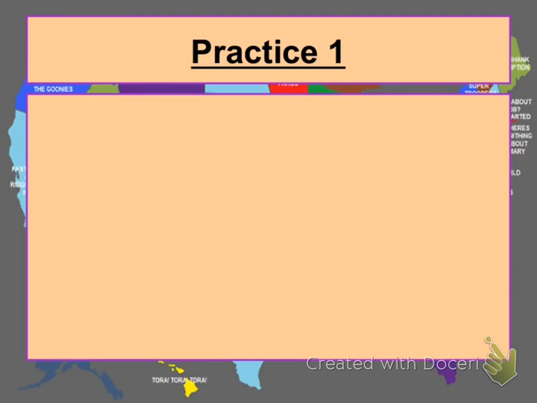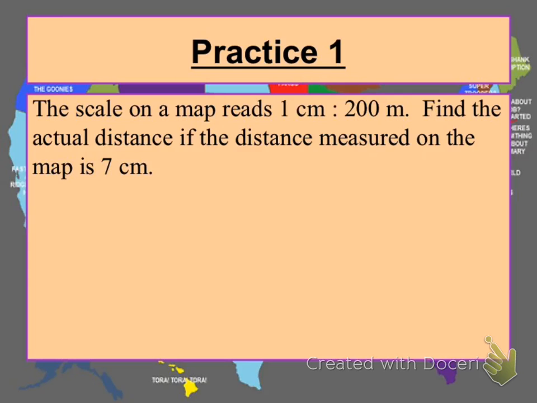Okay, let's look at a practice example. The scale on a map reads 1 centimeter to 200 meters. We're going to find the actual distance if the distance measured on the map is 7 centimeters. So again, let's use words to describe what our scale is, what we're comparing. In this case, we're comparing the map or the drawing to the actual. So the smaller units, centimeters, is on top, and the meters in real life is on bottom.